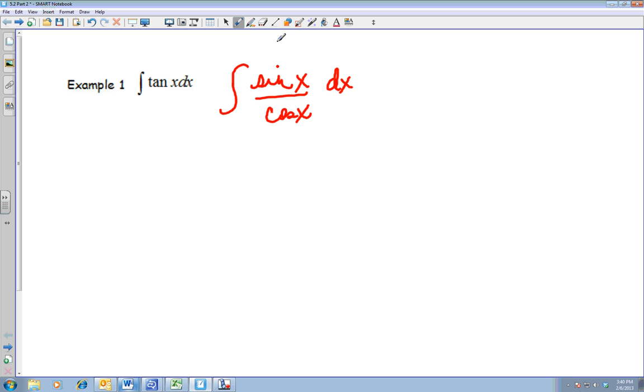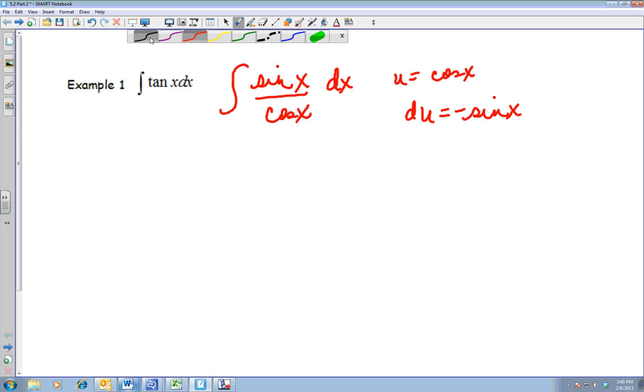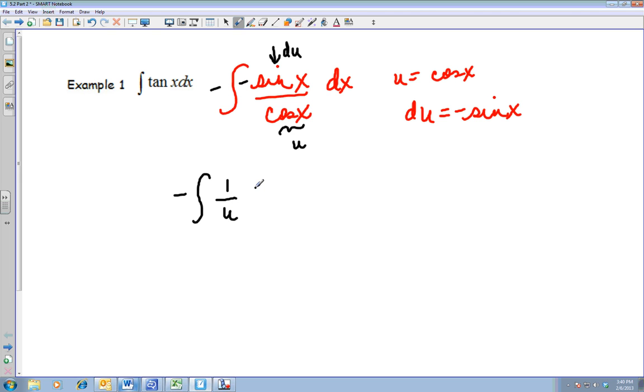On this one, I can say, okay, I'm going to use u substitution. And if I let u be cosine x, du is negative sine x, which I have pretty much except for the negative. Okay? So we know that if I have my u, I have part of my du, there it is. And I need a negative here, so I need a negative here. Okay? Now I'm going to rewrite this. This is negative the integral of 1 over u du.